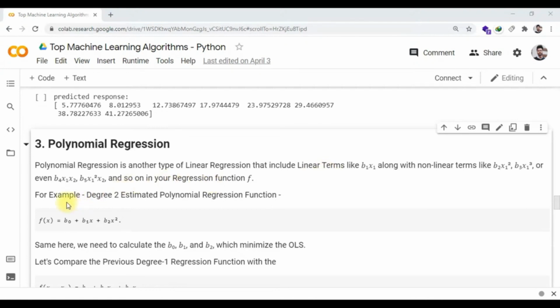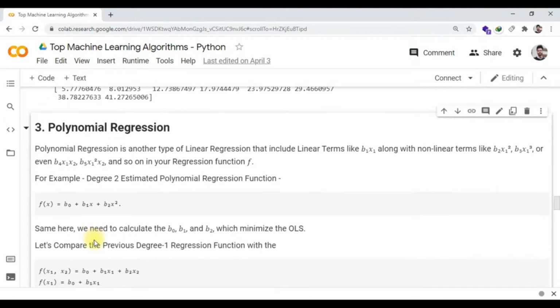For example, let's take a degree 2 polynomial regression function. Degree 2 means the highest degree of a variable here is x square, so it is degree 2. So this is our degree 2 equation, and here we just need to calculate the regression coefficients, b0, b1 and b2, which minimize the OLS. We have to find the best regression coefficients for which the OLS is minimum.